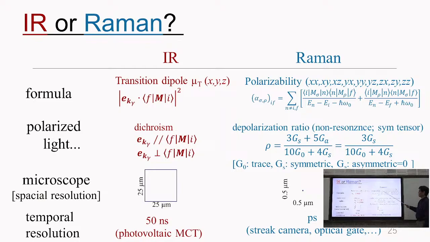On the other hand, using Raman spectroscopy, we can use visible light and a pulse laser. Also, we can prepare some fast detector, a streak camera or an optical gate or something. So the temporal resolution is picosecond.